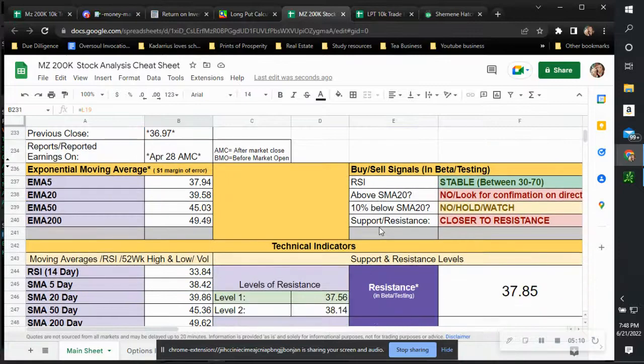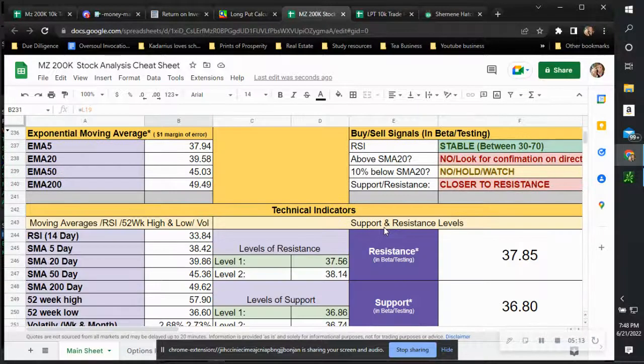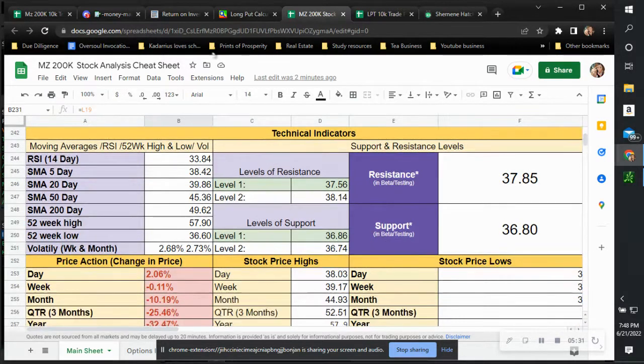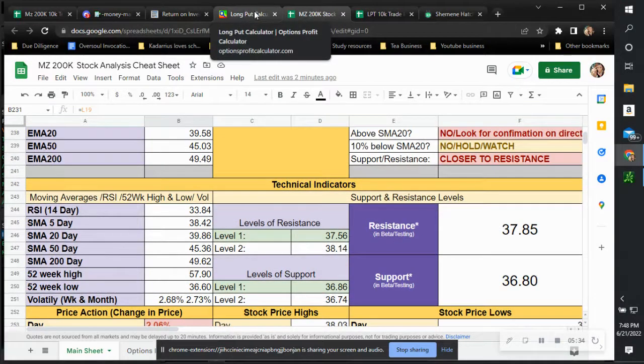So once I am done with that, look for support. There is support at 36.80. And I write that down. I write my resistance down, and then I mark those levels on the chart. And then once I'm done with that, I go to the options profit calculator.